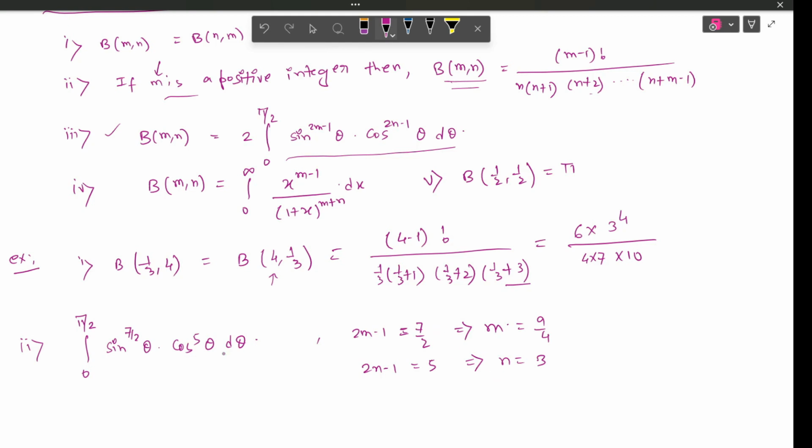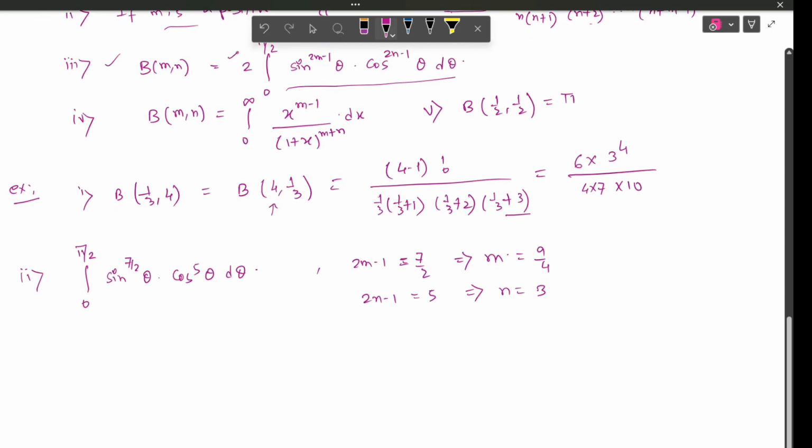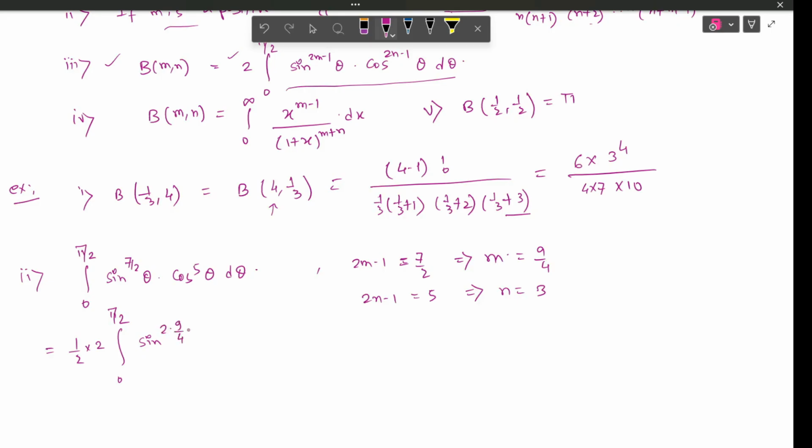Okay. Now arrange this in this format. See, here we have 2 twice in the formula. So what we can do is write half multiplied by 2, integration 0 to pi by 2, sine to the power 2m minus 1. Here m is 9 by 4, so it should be 2 into 9 by 4 minus 1 theta into cos to the power 2n minus 1, n is 3, so 2 into 3 minus 1 theta d theta.